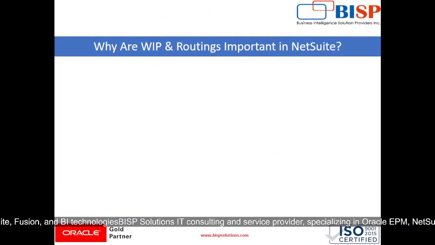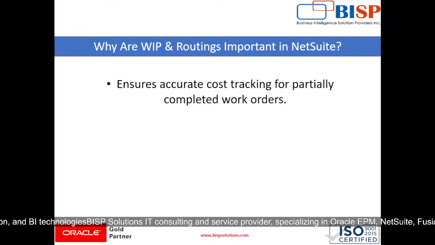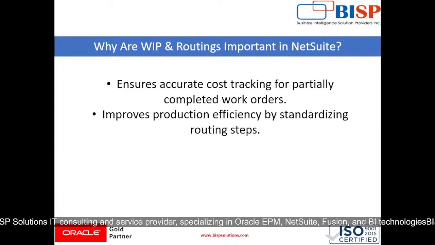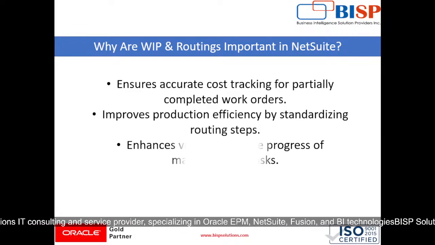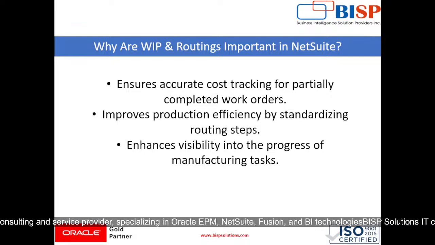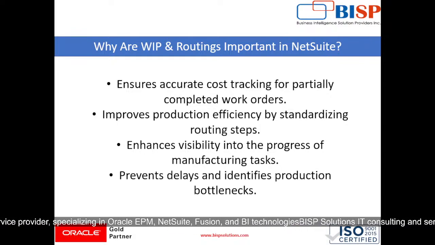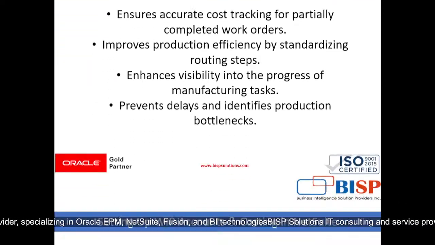So why are WIP and routings important in NetSuite? It ensures accurate cost tracking for partially completed work orders. Then it improves production efficiency by standardizing routing steps. It also enhances visibility into the progress of manufacturing tasks, and it prevents delays and identifies production bottlenecks also.